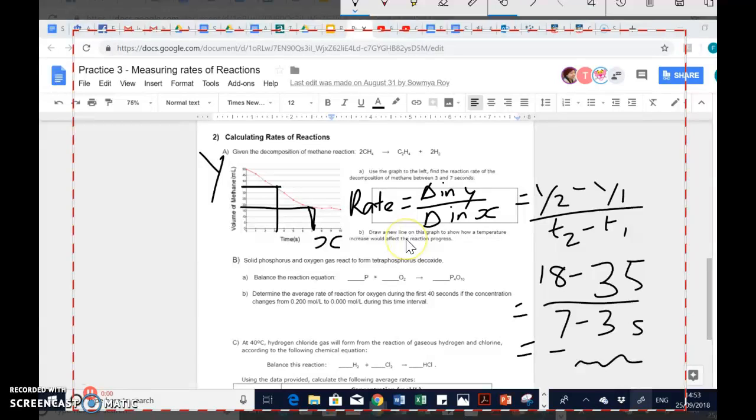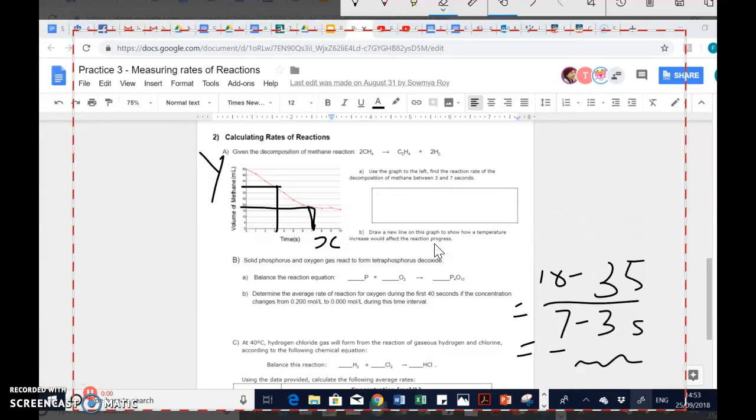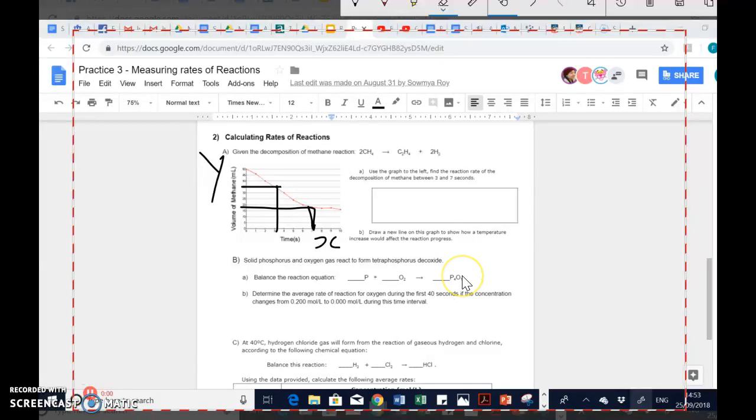And the next part of the question was draw a new line on this graph to show how a temperature increase would affect the reaction progress. So if the temperature increases, what does that do to the rate of reaction? Remember, it increases the rate of reaction because it provides the molecules with more energy, and so therefore they're going to move faster and they're going to collide more. And also because when they collide, they'll have more energy.